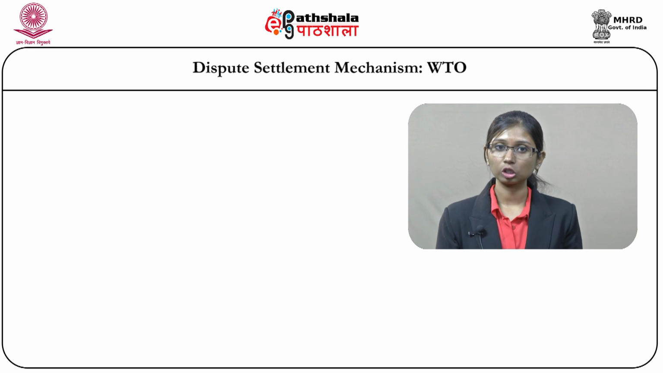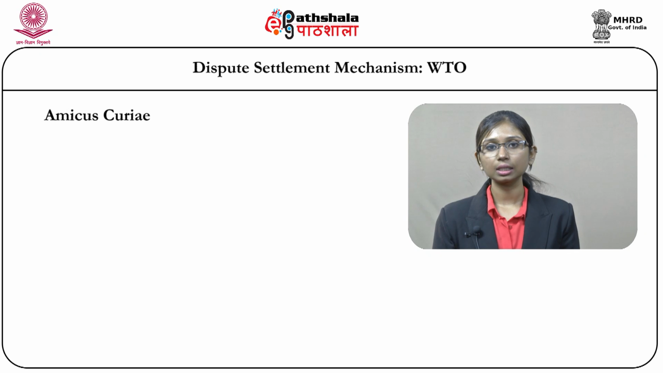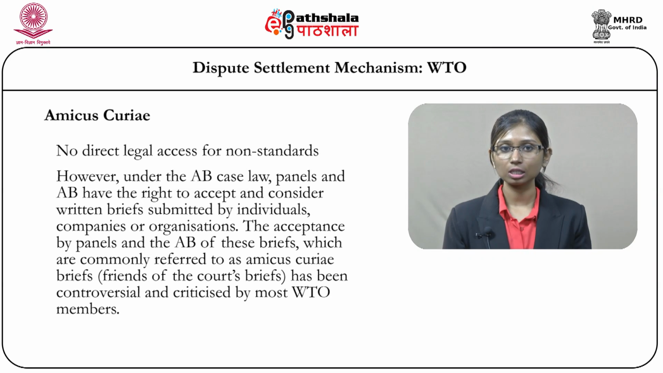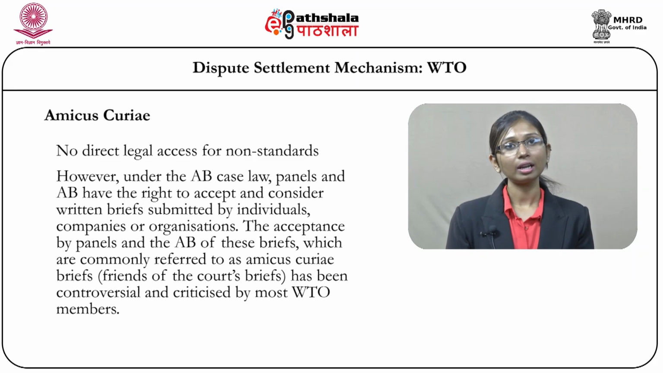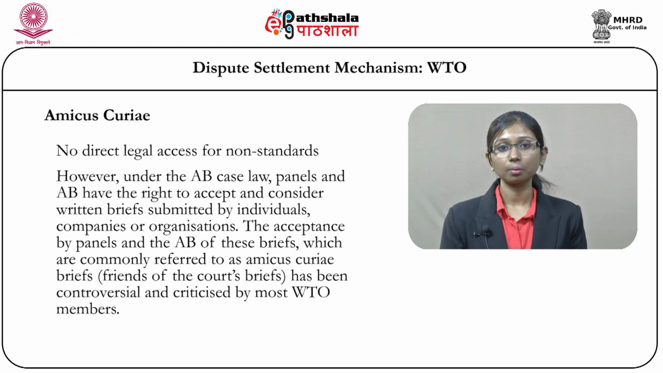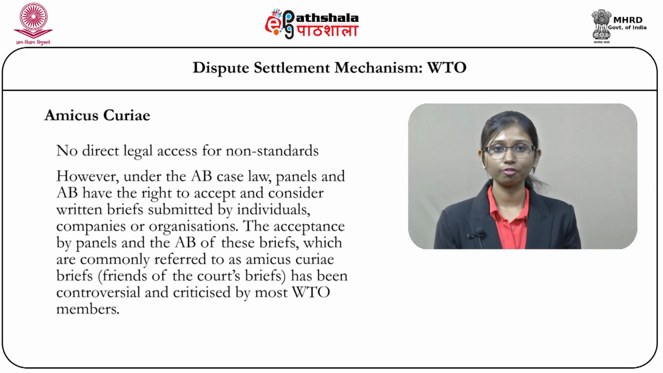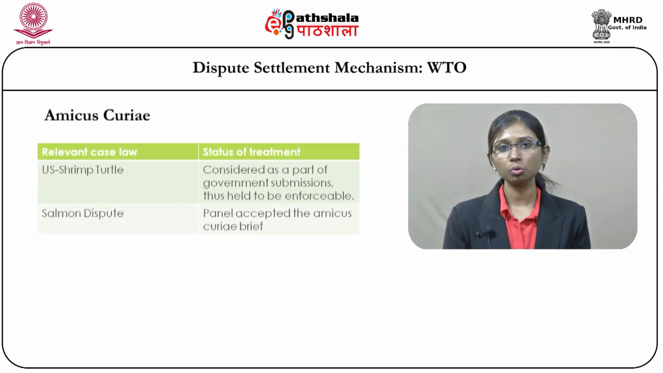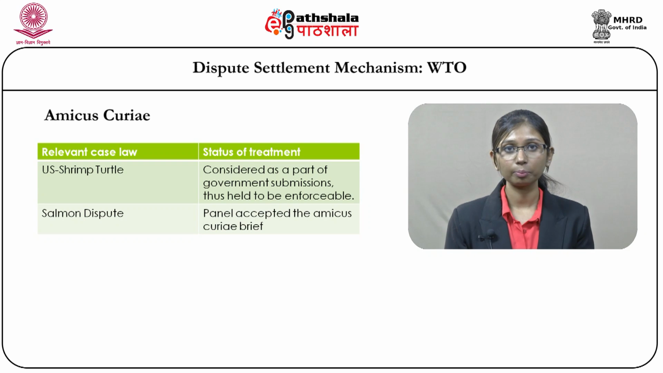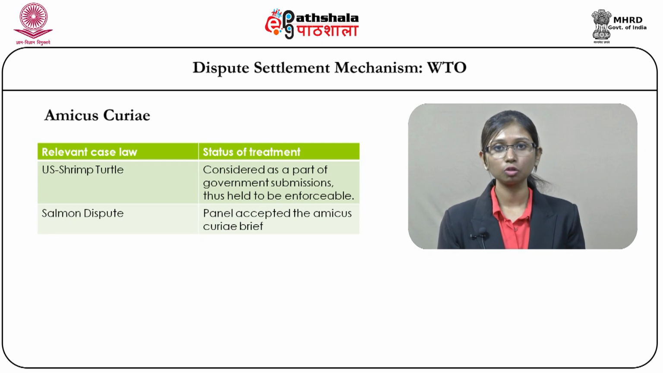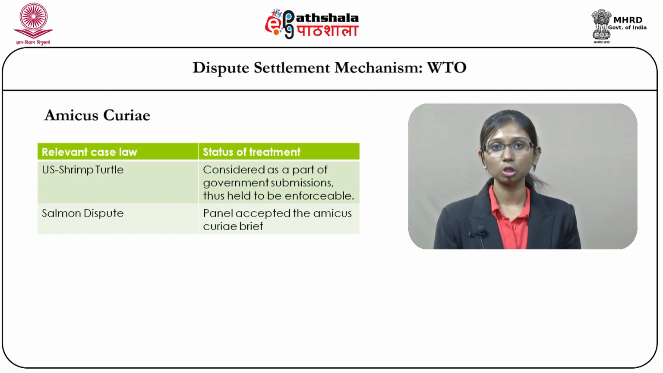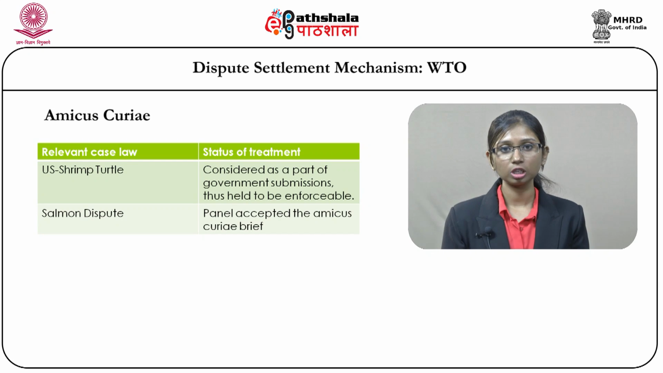Now, dealing with the last aspect of my presentation, which pertains to amicus curiae briefs. It is agreed that no direct legal access is provided to non-members before the WTO. However, under Appellate Body case law and panel reports, there have been a few instances where individuals, companies and organizations, commonly referring to themselves as amicus curiae or friends of the court, have been involved in the claims presented. For instance, two relevant cases which deal with amicus curiae briefs include, first, the famous US Shrimp Turtle case, which involved an amicus curiae brief by an NGO dealing with environmental standards that should have been presented before the panels for adjudication of the claim.